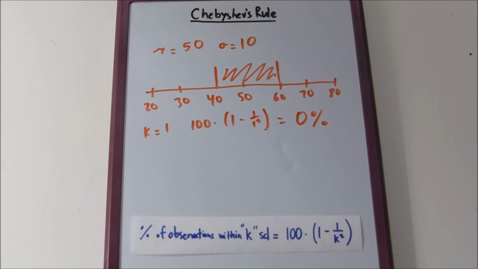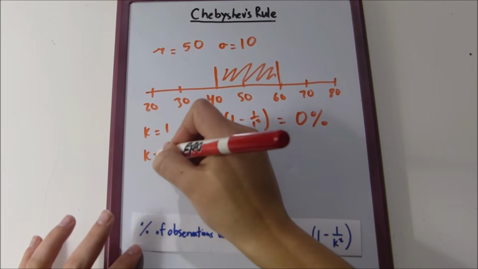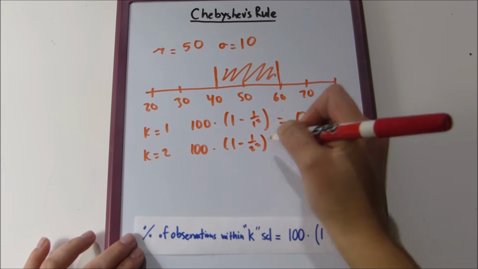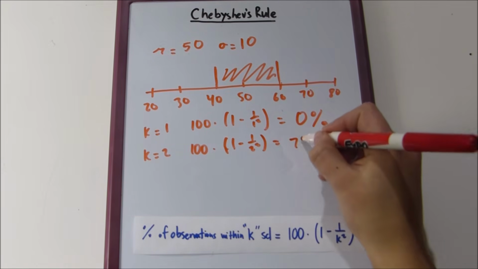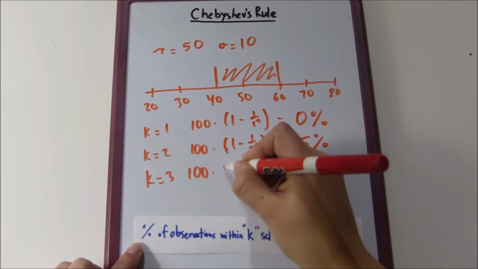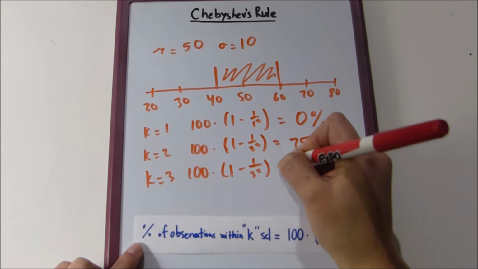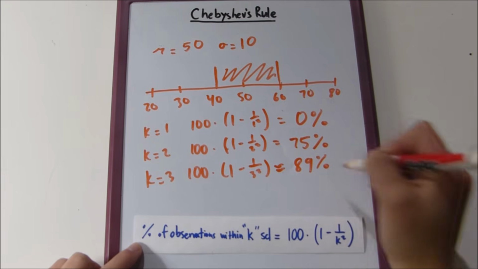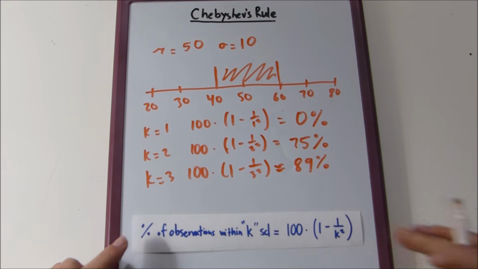I mean, it's used for any sort of distribution. It can be skewed, it can be symmetric. So Chebyshev's rule is very conservative, like in this case. Let's move on to k equals 2. 100 times 1 minus 1 over 2 squared, 75%. And then k equals 3. 100 times 1 minus 1 over 3 squared is about, I'll round up, 89%. Okay? So Chebyshev's rule is pretty simple, but like I said, it's very conservative.